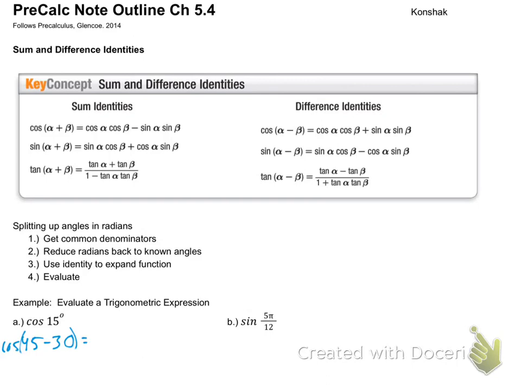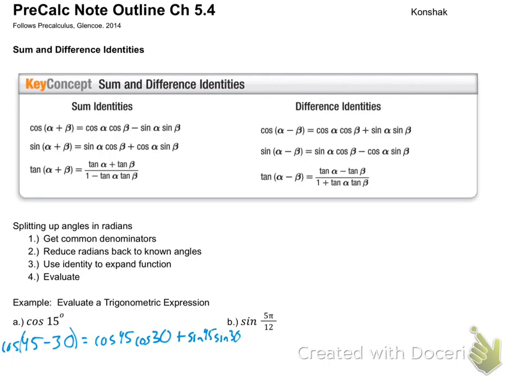So you go to your formulas above, cosine, subtraction, here it is. So it becomes cosine, cosine, plus sine, sine, or alpha, then beta, or 45, then 30. So this becomes cosine 45, cosine 30, plus sine 45, sine 30.